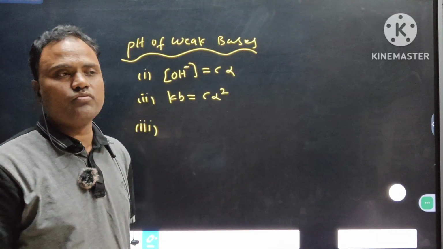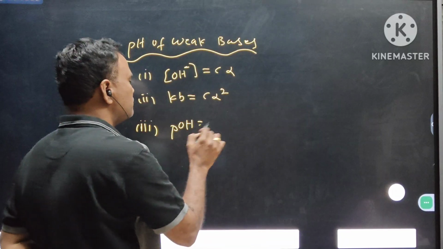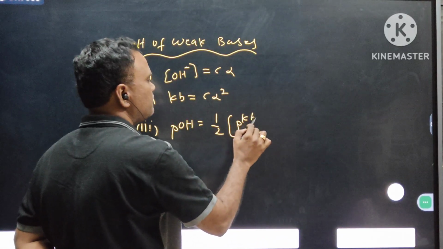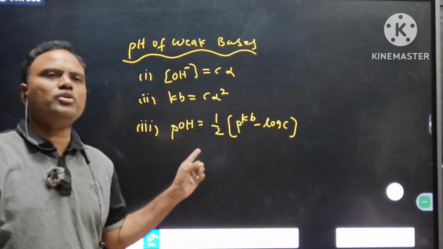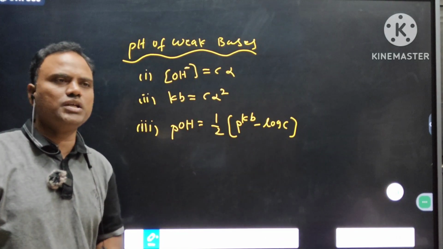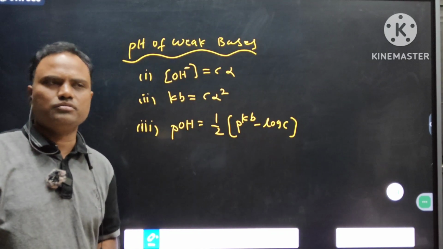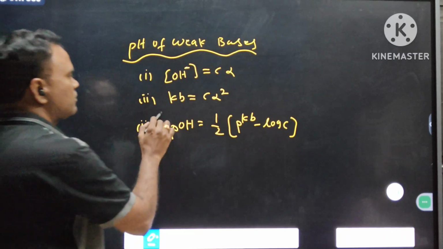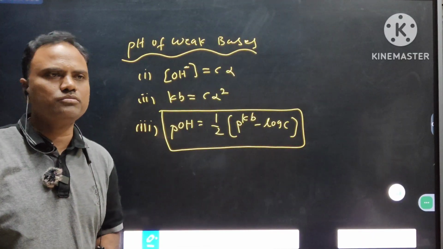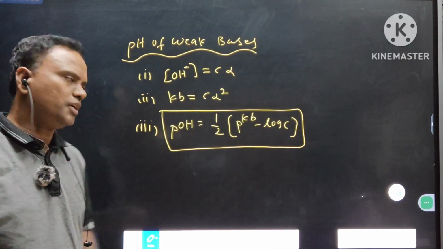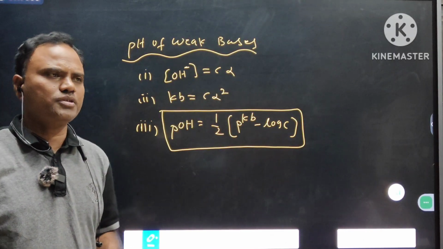What is the formula for pH? Here pOH is equal to 1 by 2 pKb minus log C. So after getting pOH, you know how to find the pH value. What is the relation between pH and pOH? pH plus pOH is equal to 14. First you will get a pOH value because a base will be given to you. Okay? Right. This is about the pH of weak acids and weak bases formulas.